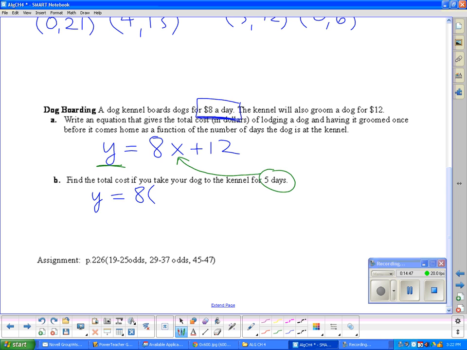And then 52 what? This is really important. Let's make sure we're answering the question. Find the total cost. So that's going to be $52. So make sure you put that on there.